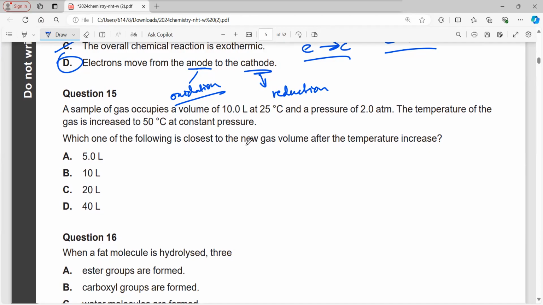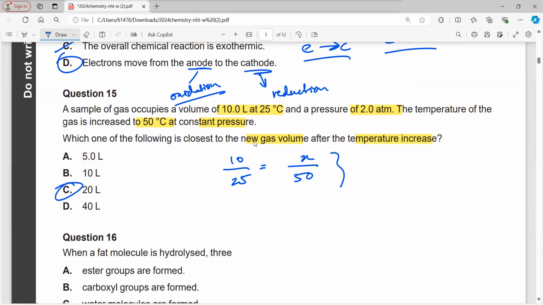A sample of gas occupies a volume of 10 liters at 25 degrees Celsius and 2 atmospheres. The temperature of the gas is increased to 50 degrees Celsius at constant pressure. Which one of the following is the closest to the new gas volume after the temperature increases? Okay, this is not too bad. Again, we would just go 10 divided by 25 equals x divided by 50. So it's just a ratio. So it's just going to be 20 liters.